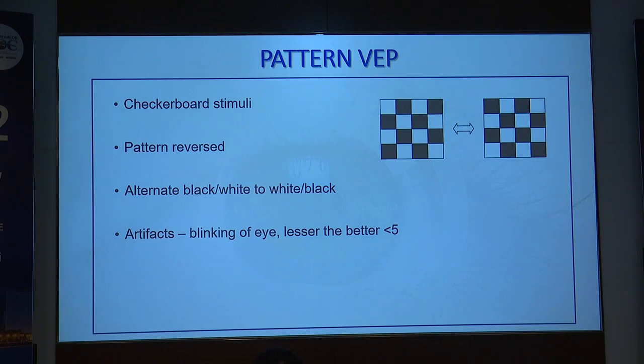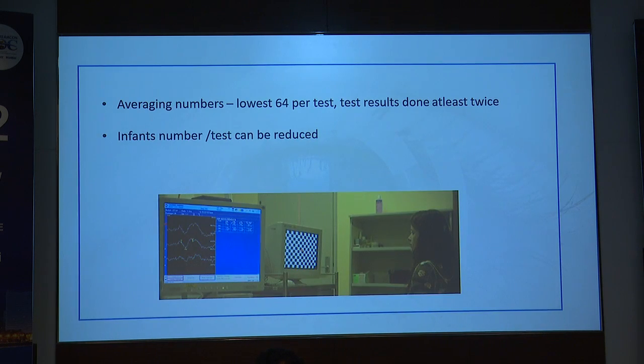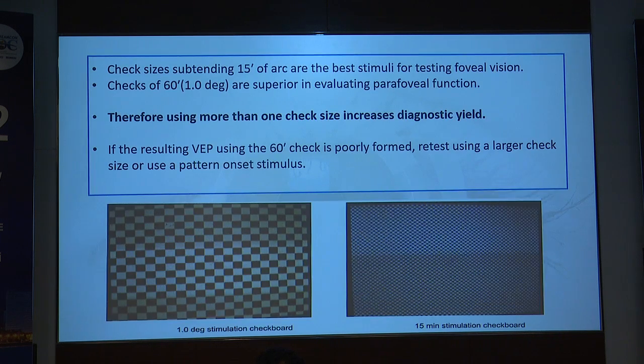Coming to pattern VEP once again, this is the checkerboard stimulus. The pattern is reversed, alternating black to white and white to black. And we have to look at the artifacts like blinking of the eye, the lesser the better. The total number of trials done should be at least 64, and these tests are repeated at least twice. In infants or patients having a short attention span, the number of trials per test can be reduced.